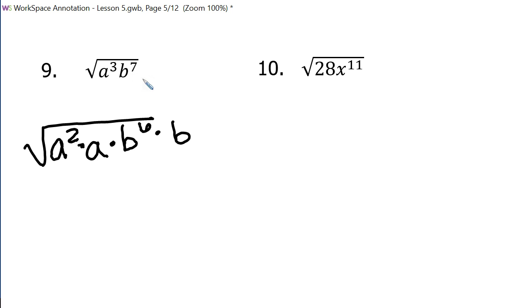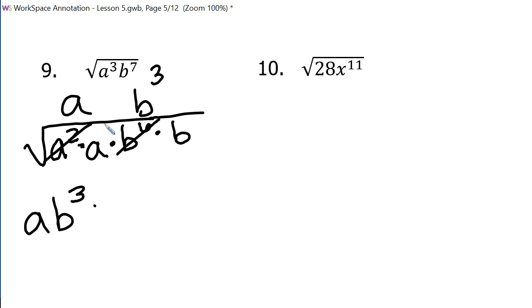Now the even exponents, I can square root them. So mark out the a squared. What's the square root of a squared? A. Mark out b to the 6th. What's the square root of b to the 6th? B cubed. So what goes out front? AB cubed. What's left on the inside? AB. So anytime the exponent is odd, you'll have that variable left on the inside. So for A, 3 is odd, so we'll have an A left on the inside. And for the B, 7 is odd, so we'll have a B left on the inside.